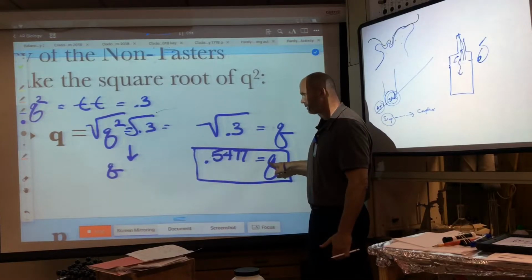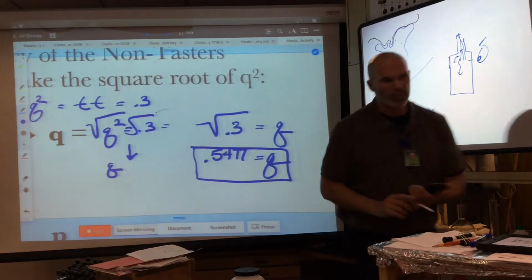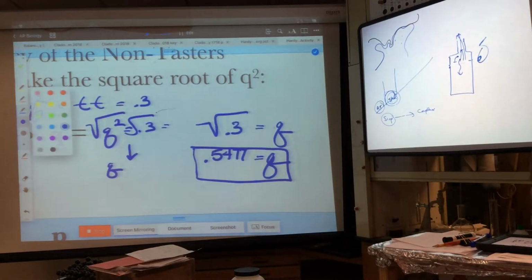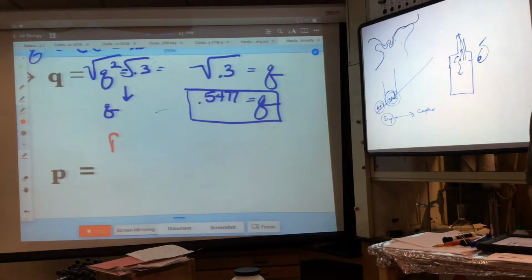What's the other possibility? Carrying the what? The dominant, the P. And what do we know? Well, I know P plus Q has to equal 1. Why? Because that's all the possibilities. So if I know my Q is 0.5477, how do I get P? Well, subtract from 1. 1 minus 0.5477.